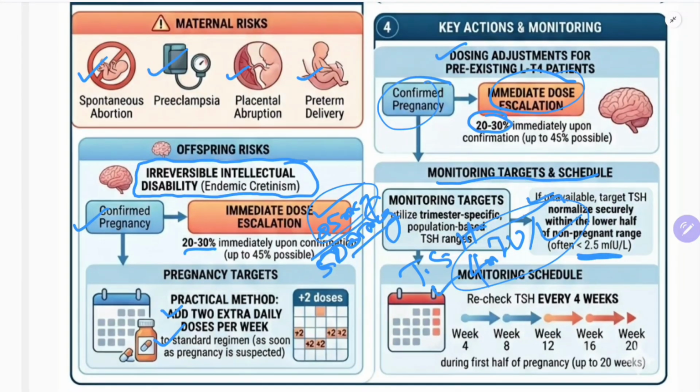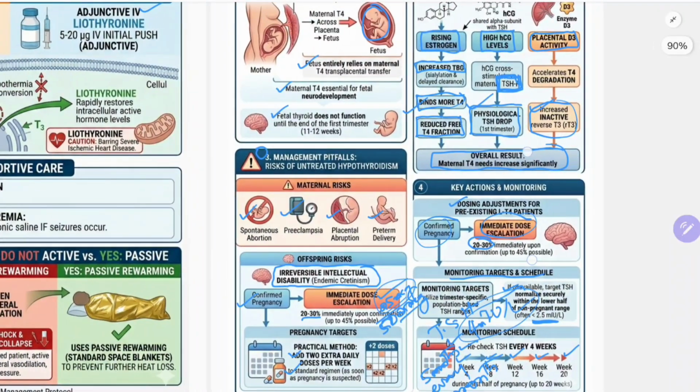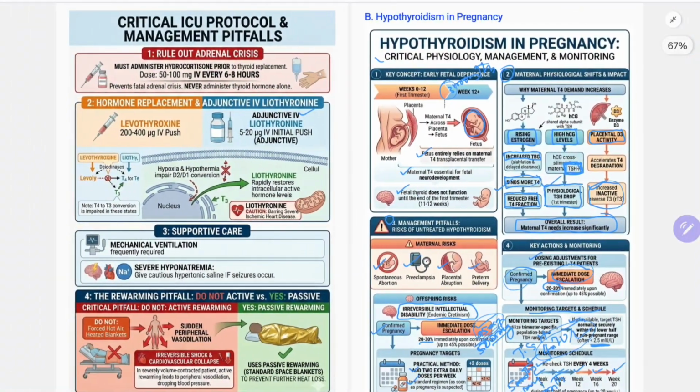Now, the schedule. How should you monitor the patient? Recheck TSH every 4 weeks. First month, second month, third month, 4th month, 5th month. That means up to 5 months, every month you should check the patient, up to 20 weeks, during the first half of the pregnancy. Every month you should monitor these pregnant ladies.